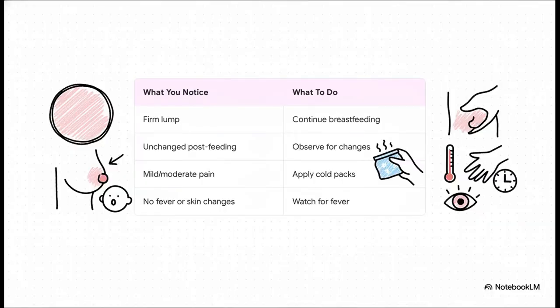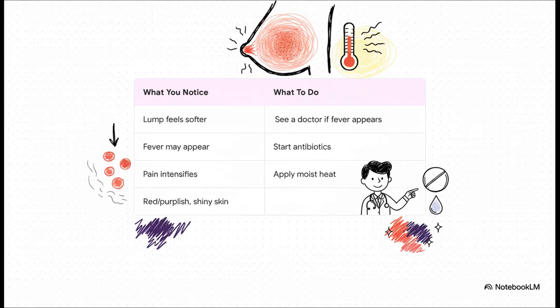It all starts here, in phase 1. You'll feel a firm lump. It might be a little sore, but the key things to notice are that it doesn't shrink after nursing and you don't have a fever or any redness on the skin, yet. At this point, the game plan is to keep breastfeeding, use cold packs for the swelling, and just keep a close eye on it.